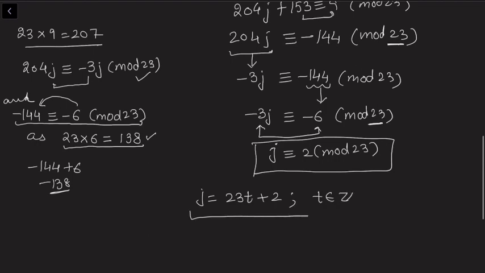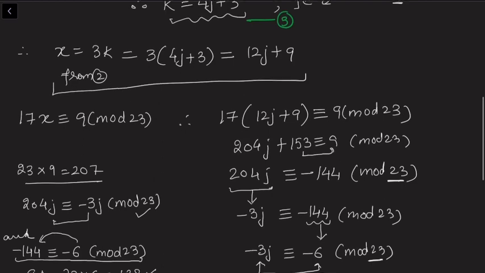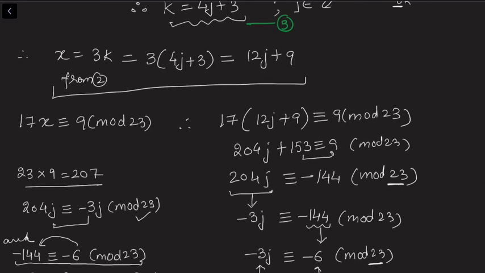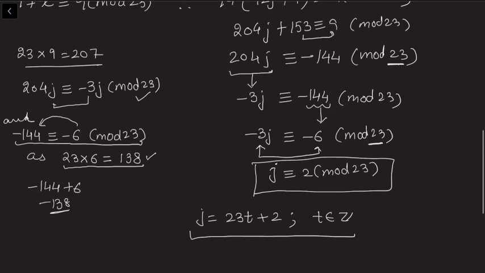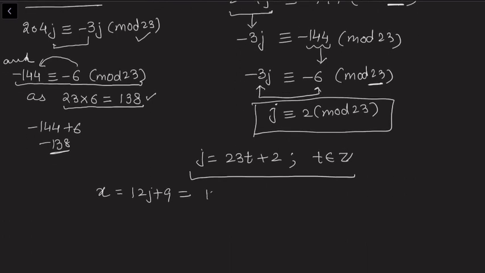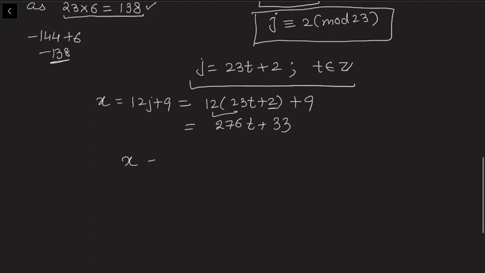Now once we have found j, let's go back and see what the original x was. So let me bring the original equation here, and let's see that x was written as 12j plus 9, and we have calculated the value for j, so it is 12 times 23t plus 2, plus 9. That is 276 times t, and when you add 12 times 2, 24, plus 9, this will give me 33. So that means x is equal to 276t plus 33.